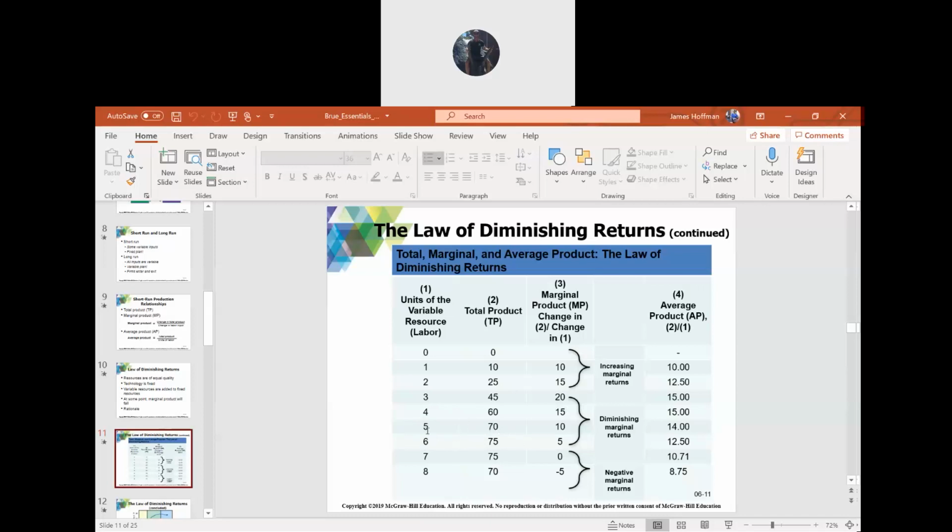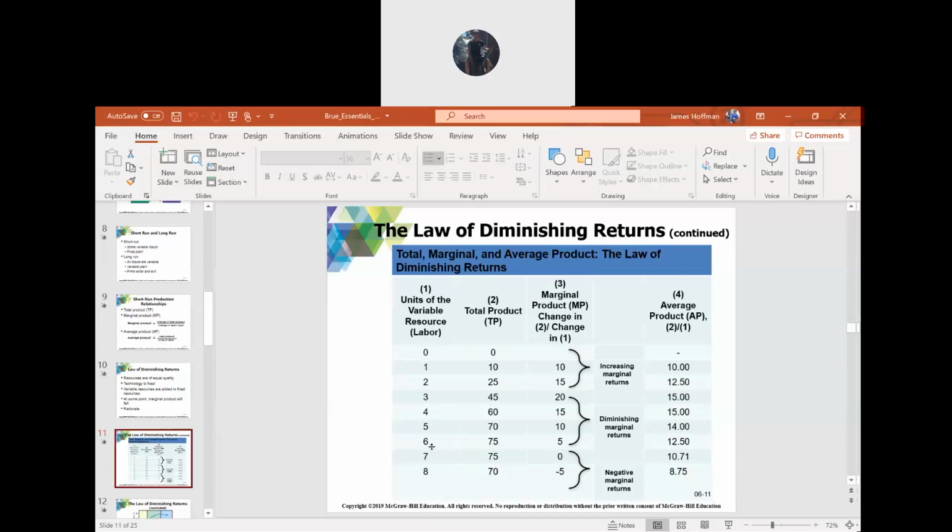In this example, it is 7 to 8. So producing 1, 2, 3, 4, 5, 6, 7 units of labor up to that point, you're getting more product by doing that. Then if you add an 8th worker, you lose product.